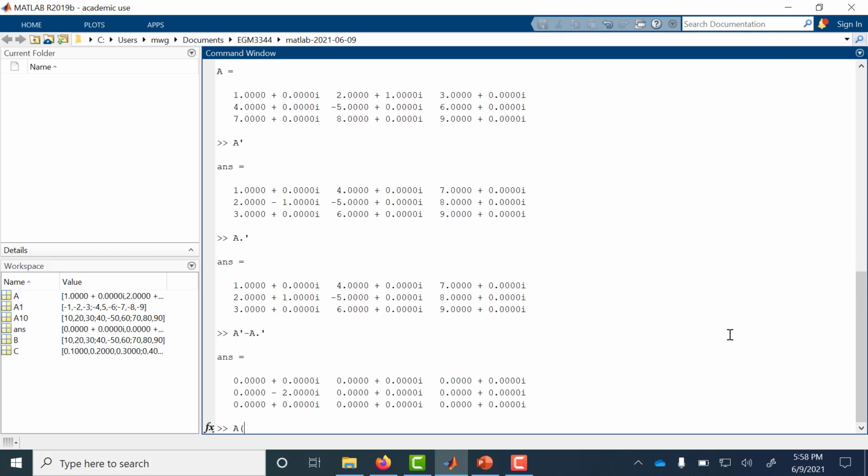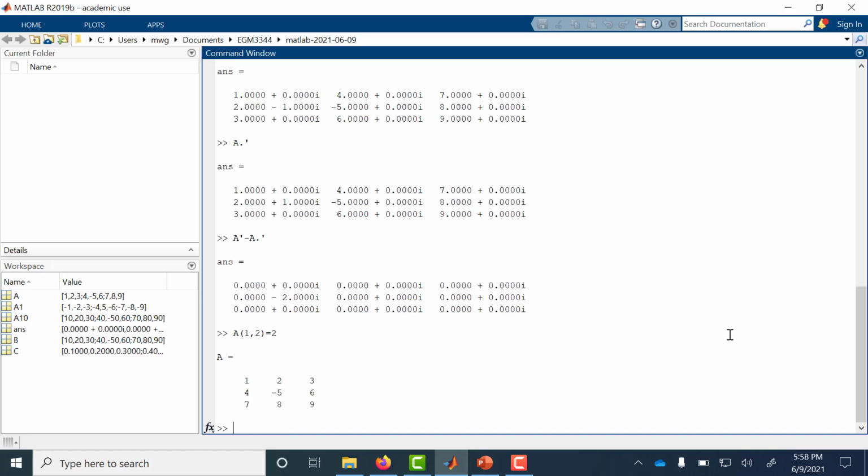I'm going to change my 1 comma 2 back to 2, back to the real domain here. It's a strange thing, but I wanted to show you that if we're dealing with real, everything's real, we could just use the prime.